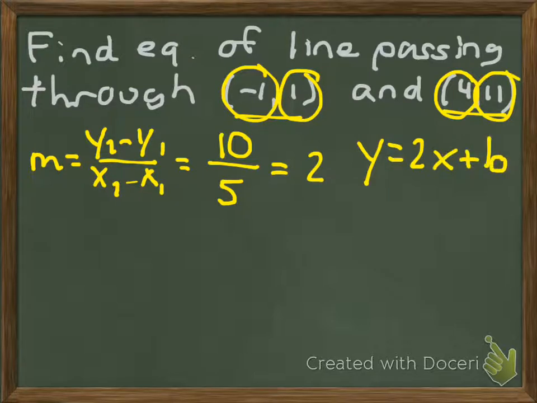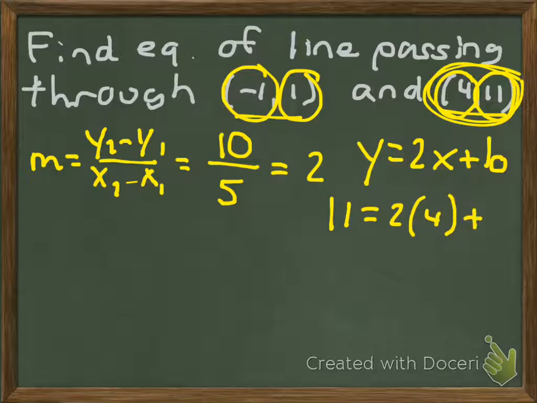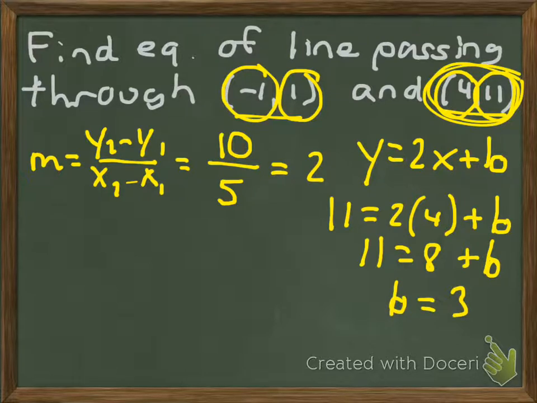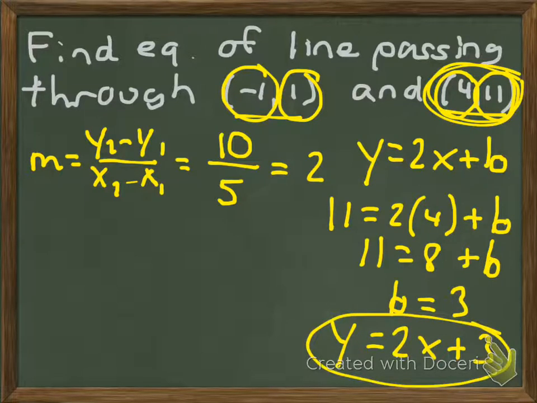And now I'm going to select one of the 2 points that I was given at the start of the problem to plug in to figure out what b is. And the beauty here is that you can pick either point. Now I would stay away from fractions, and maybe you want to stay away from negatives. So I'm going to use the point (4, 11). I'm going to plug that in for x and y. So I have 11 equals 2 times 4 plus b. You have 11 equals 8 plus b, and it's fairly easy to see here that b has to equal 3. So therefore the equation I'm looking for is y equals 2x plus 3. And that is slope-intercept form.